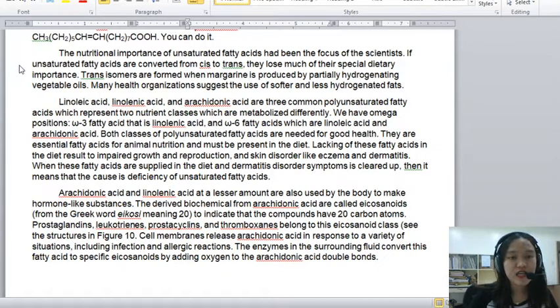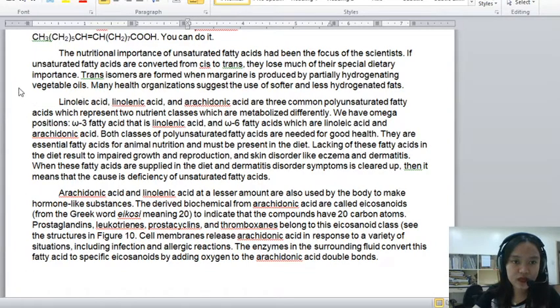So, you have linoleic acid, linolenic acid, and arachidonic acid are three common polyunsaturated fatty acids, which represent two nutrient classes which are metabolized differently. So, we have omega positions, omega-3 fatty acids, and omega-6 fatty acids. So, saan doon yung omega-3? You have your linolenic acid. And for the omega-6 fatty acids, you have your linoleic acid and arachidonic acid.